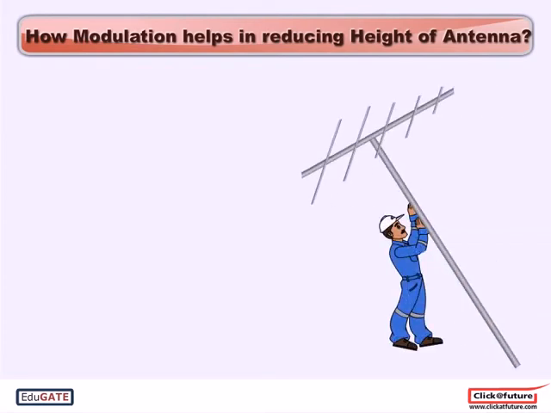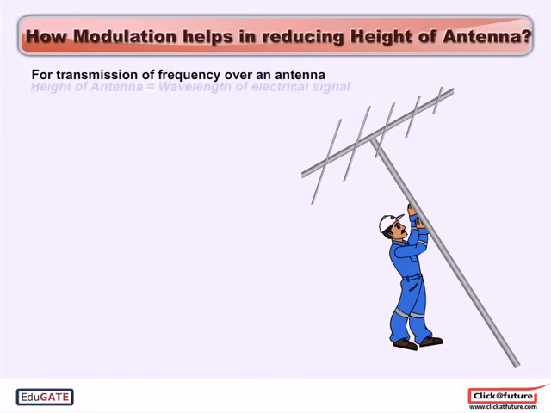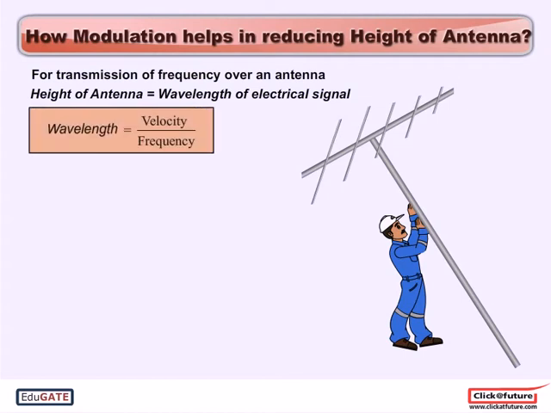For example, assume the frequency to be transmitted is equal to 3 kHz with the velocity of light. Thus, the wavelength obtained is 100 km as shown in the animation. Then, the height of the antenna is equal to 100 km. This height is practically impossible to implement. But after modulation, the frequency is increased, which is equal to 3 MHz. Then, by calculating, we get 100 meters as the height of the antenna, which can be easily constructed.